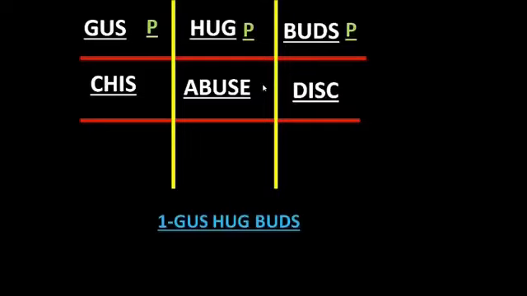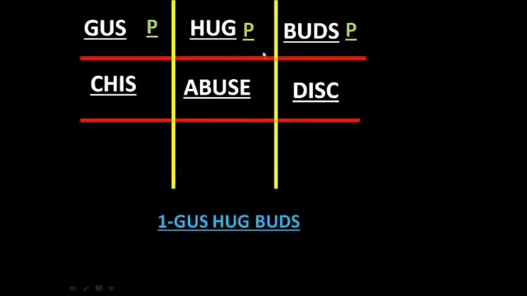S is going to be for the stones that are going to be in the kidney, and C is going to be for constipation. Okay, so the sentence here is that Chris, which is a guy, has abused his disc or misused his disc.